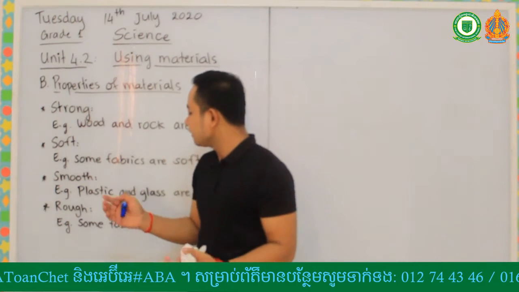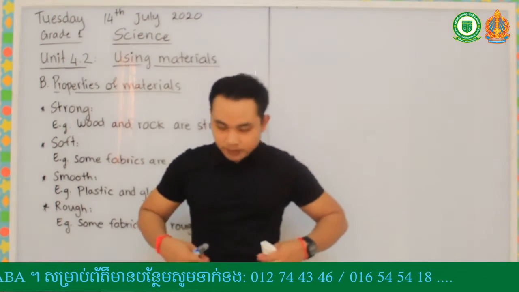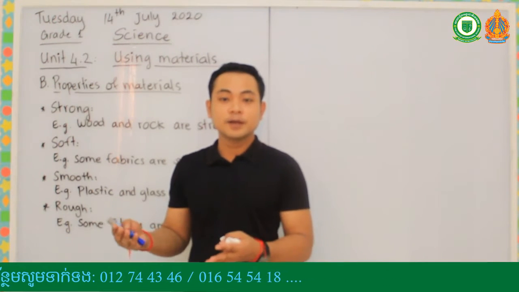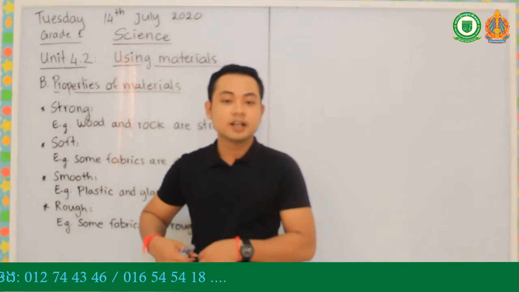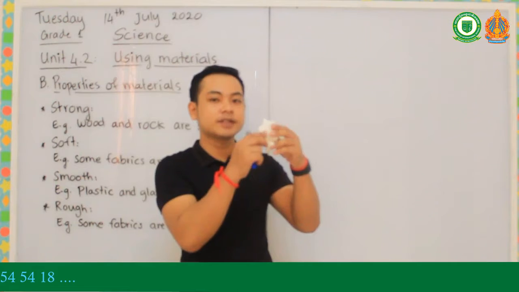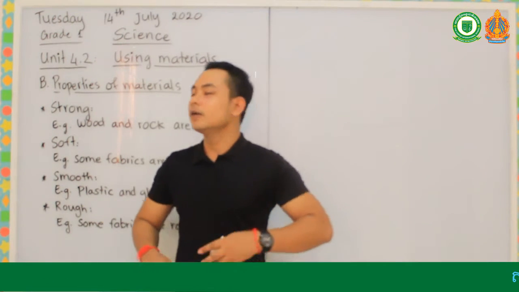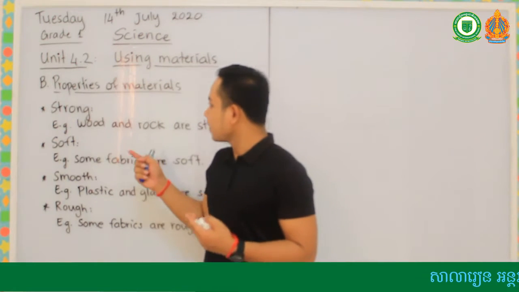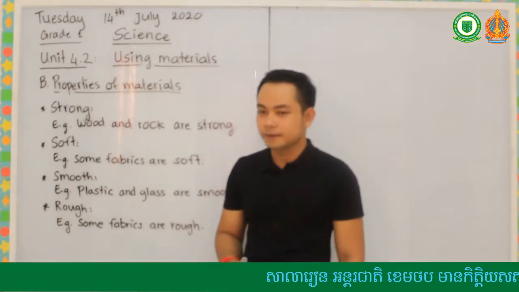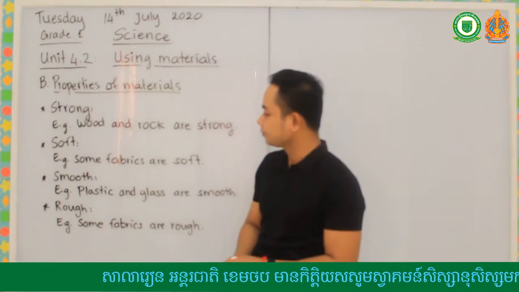So some fabrics are soft. Look at my clothes. It's soft, right? So fabric means the clothes. Do you remember? So my t-shirt is soft, very soft. Tissue is soft, okay? Even the sofa is soft, right? So this is the property of fabric. Some fabrics are soft, some fabrics are smooth, something like that, okay?